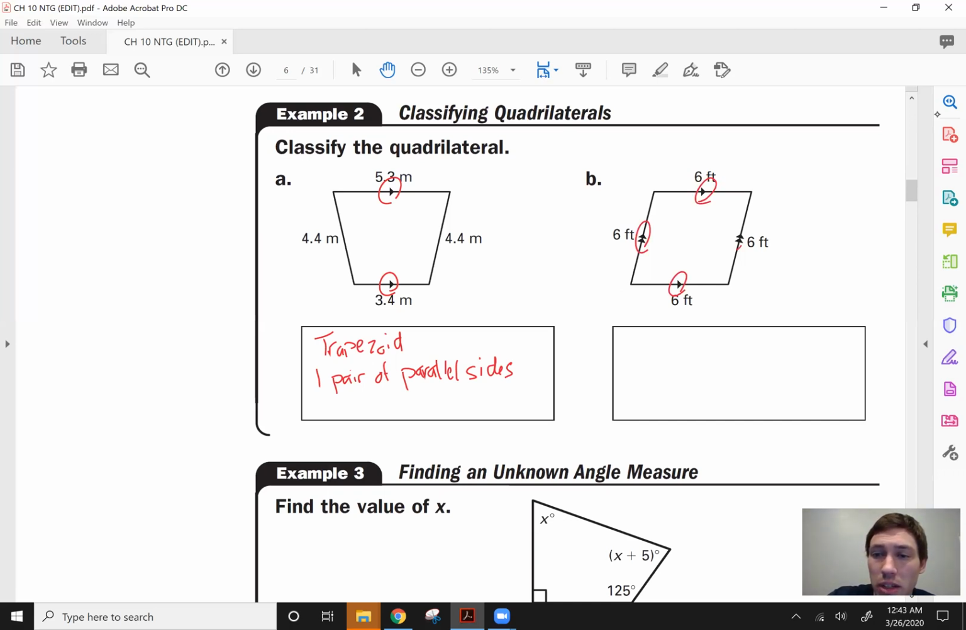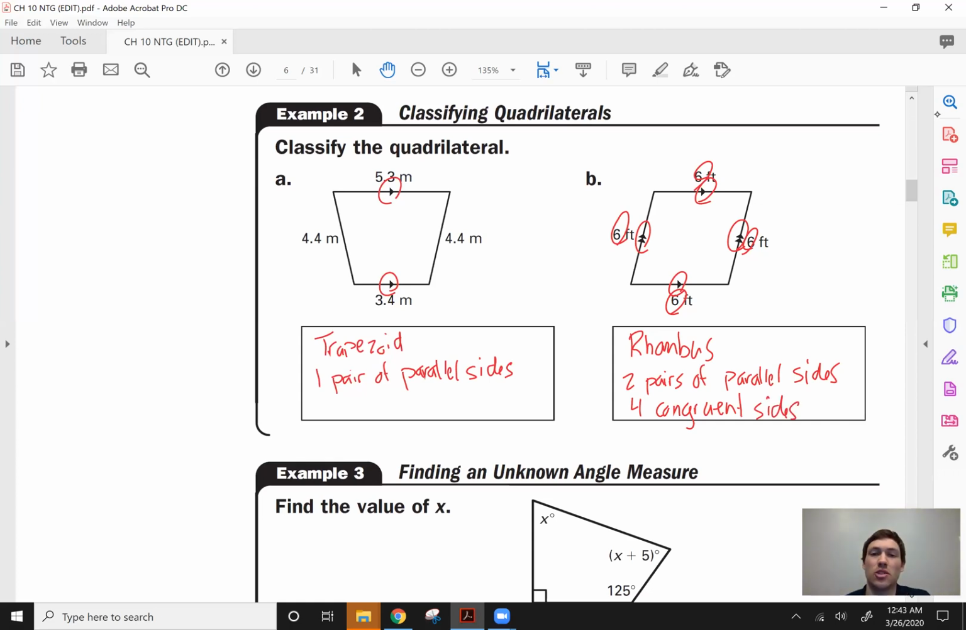Parallel, and these are parallel. So it's already a parallelogram. However, this is a special one because notice they are all 6. So if it's a parallelogram and all the sides are equal, that's going to be called a rhombus. We're going to say 2 pairs of parallel sides and 4 congruent sides. That's what makes that a rhombus.